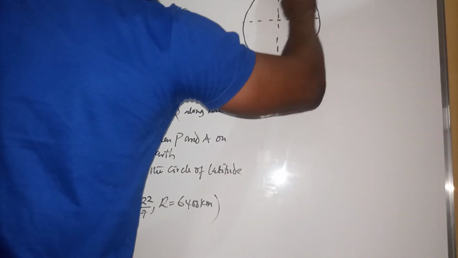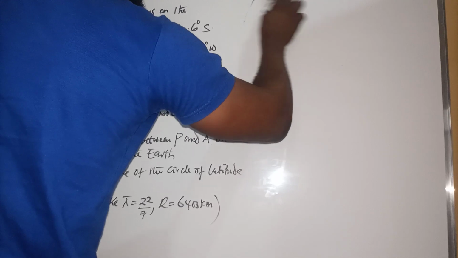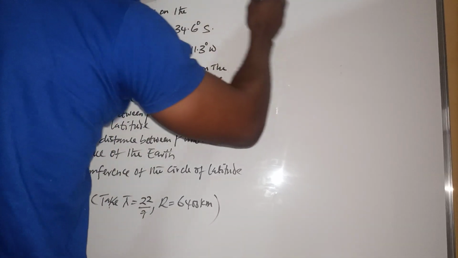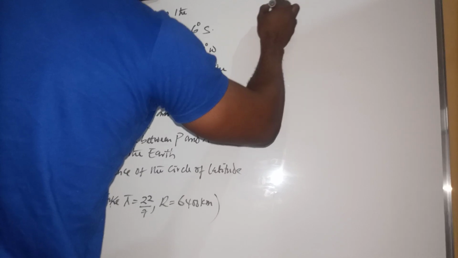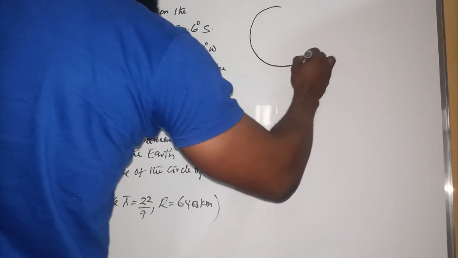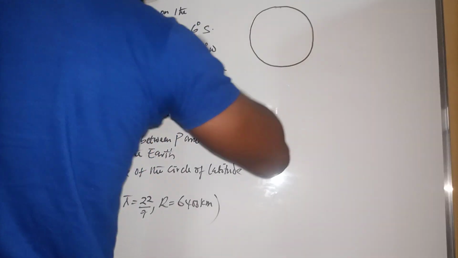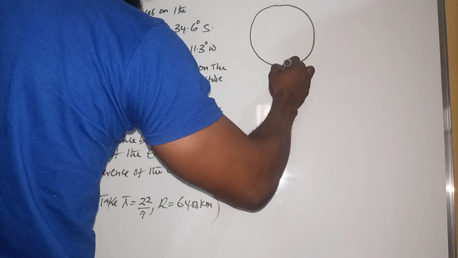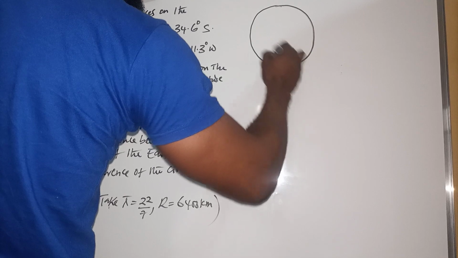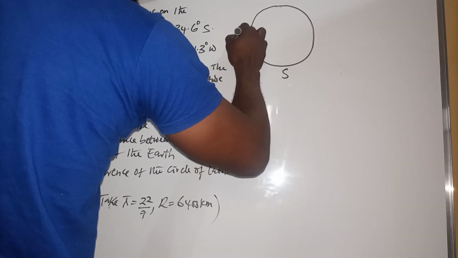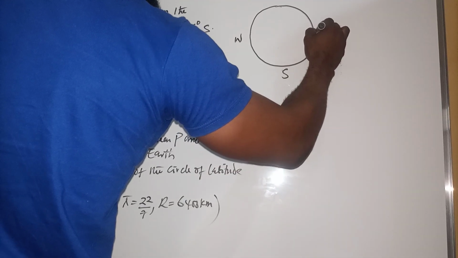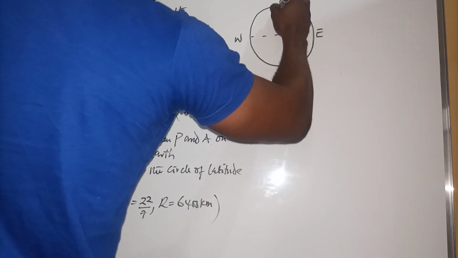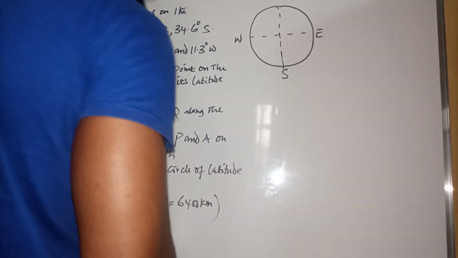Now let me bring the diagram down a bit so that you can see it clearly. So I am bringing the circle down here. Now this is my north, this is my south, this is my west, and this is my east. So this is my equator and this is the Greenwich meridian.